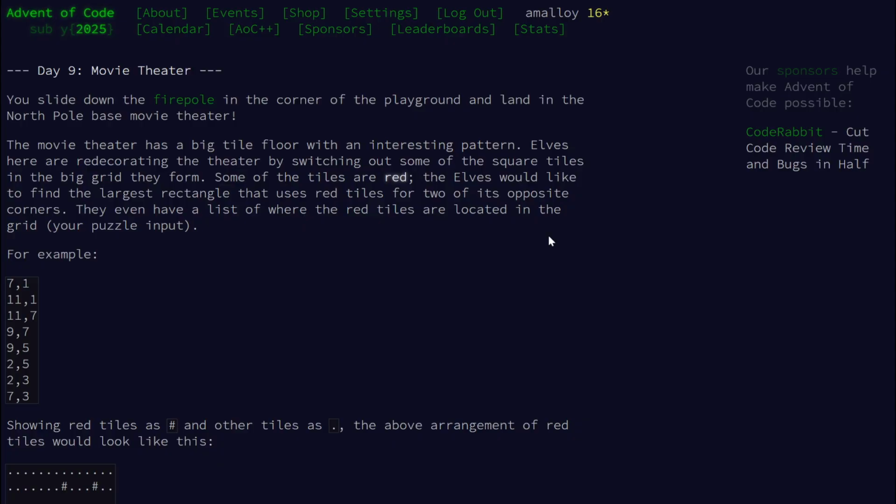North Pole Base movie theater. The movie theater has a big tile floor with an interesting pattern. Elves here are redecorating the theater by switching out some of the square tiles in the big grid they form. Some of the tiles are red. The elves would like to find the largest rectangle that uses red tiles for 2 of its opposite corners. They even have a list of where the red tiles are located in the grid. Your input.